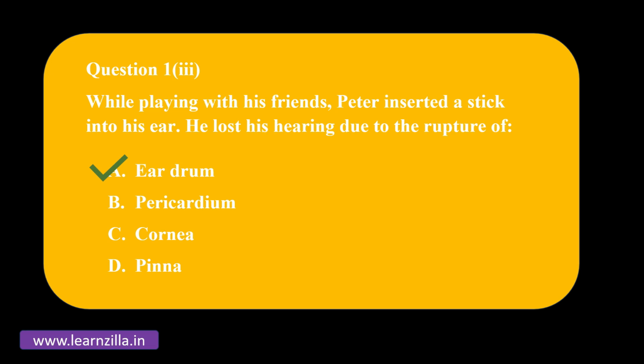Pericardium is not in the ear. It is the heart. It is part of the heart. Cornea is part of the eye, whereas pinna is the outer part of the ear. So damage to the pinna will not affect the hearing, right?